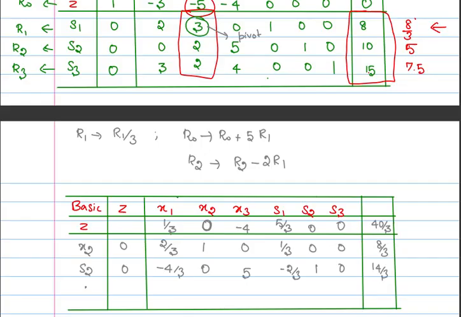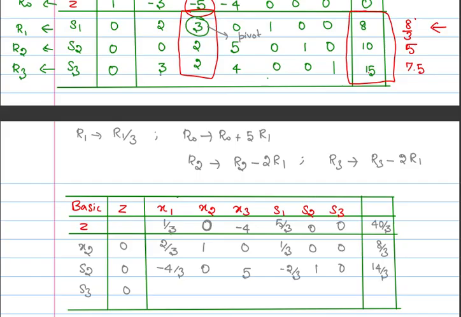And for S3, here also I want 0. I want to do the same thing: R3 becomes R3 minus 2 times R1. This is the same idea I want to apply.